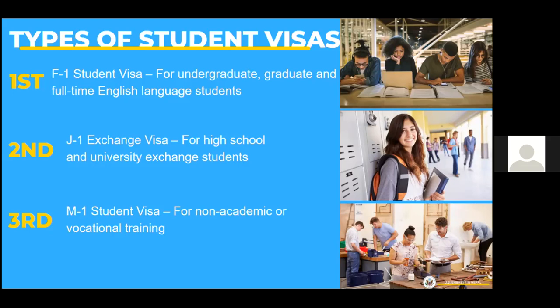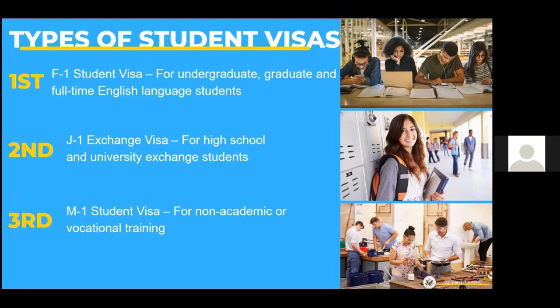The second option is the J1 exchange visa. This is reserved for high school students and university exchange students. So if you're a high school student and you want to go study in the United States, you're most likely doing a J1 visa. And if you are doing an exchange program, for example, you receive an exchange opportunity from an employer or a school, or perhaps even from the US Embassy, you'll go on a J1 exchange visa.